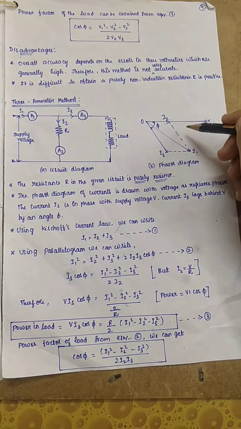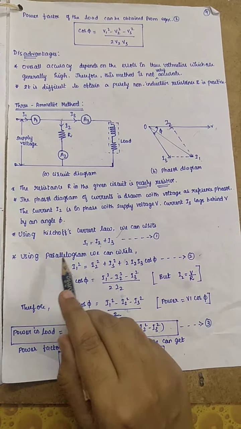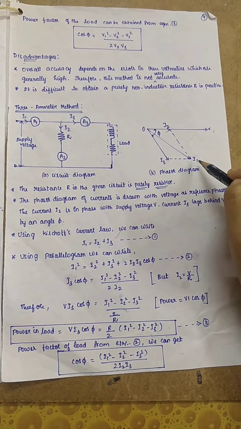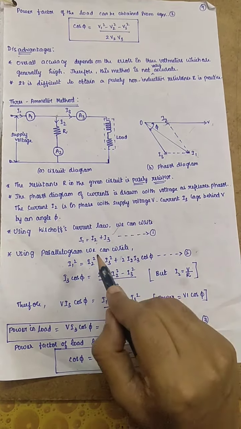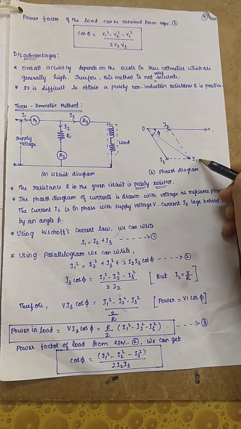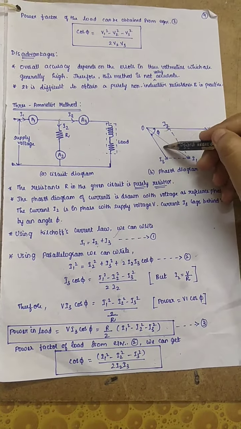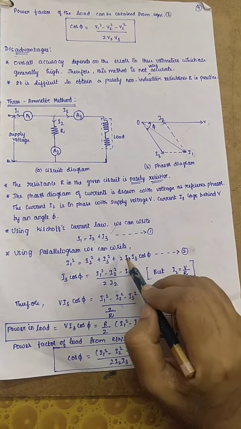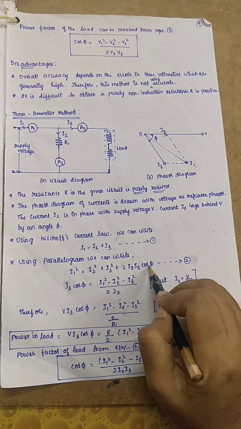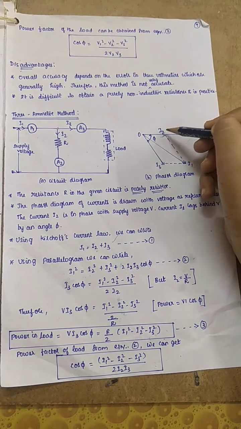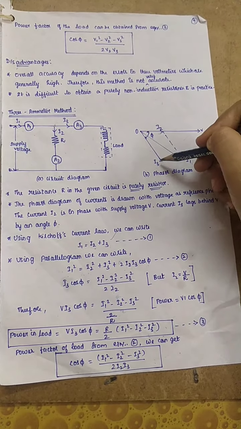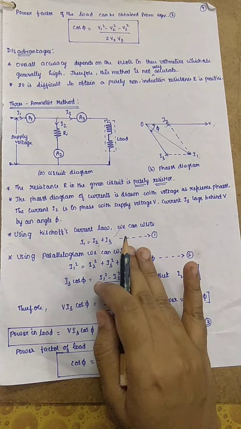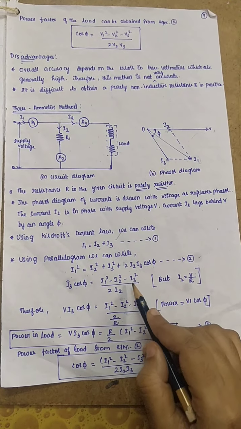From the phasor diagram, we apply the parallelogram law. The resultant vector I1 square is equal to the adjacent vectors, I2 square plus I3 square plus 2 I2 I3 cos phi. Cos phi is the angle between the reference phasor and I3. Keeping the I3 cos phi on one side and bringing the remaining terms to the other side, I get the value like this.